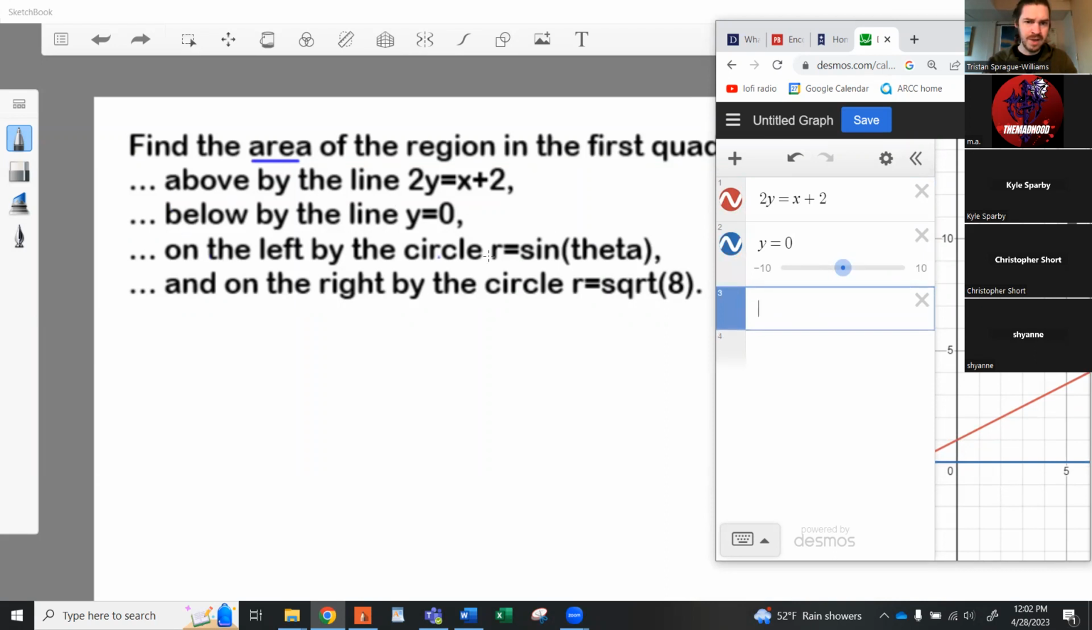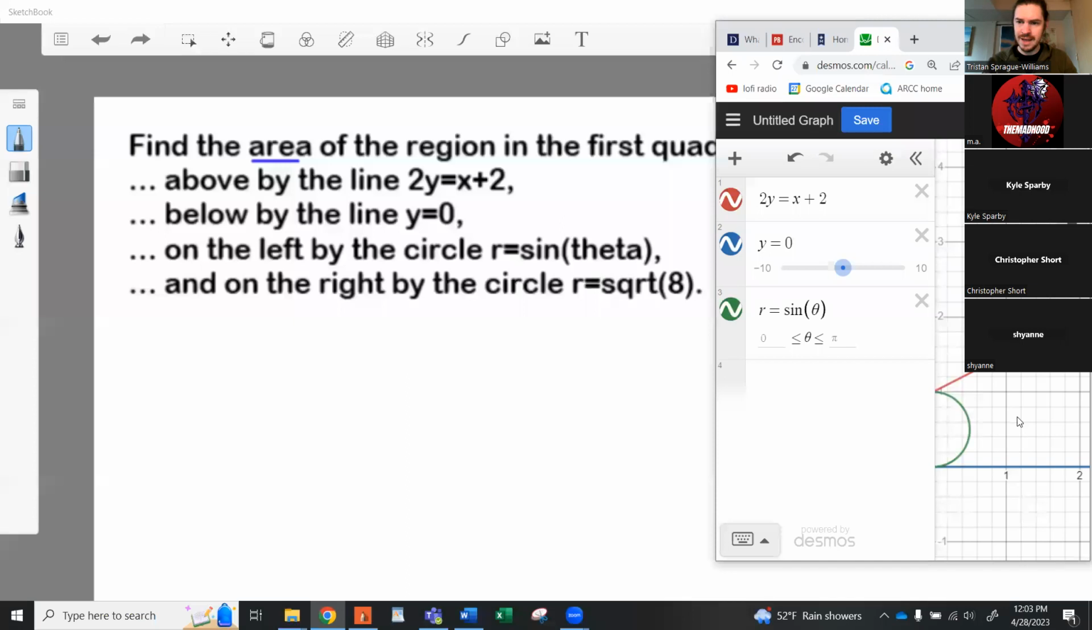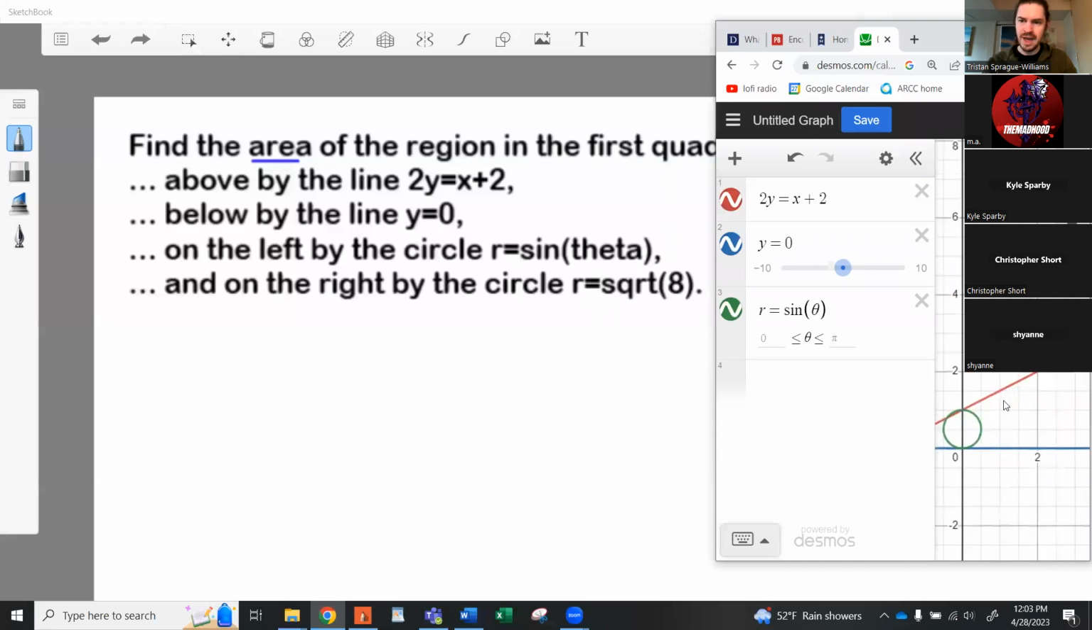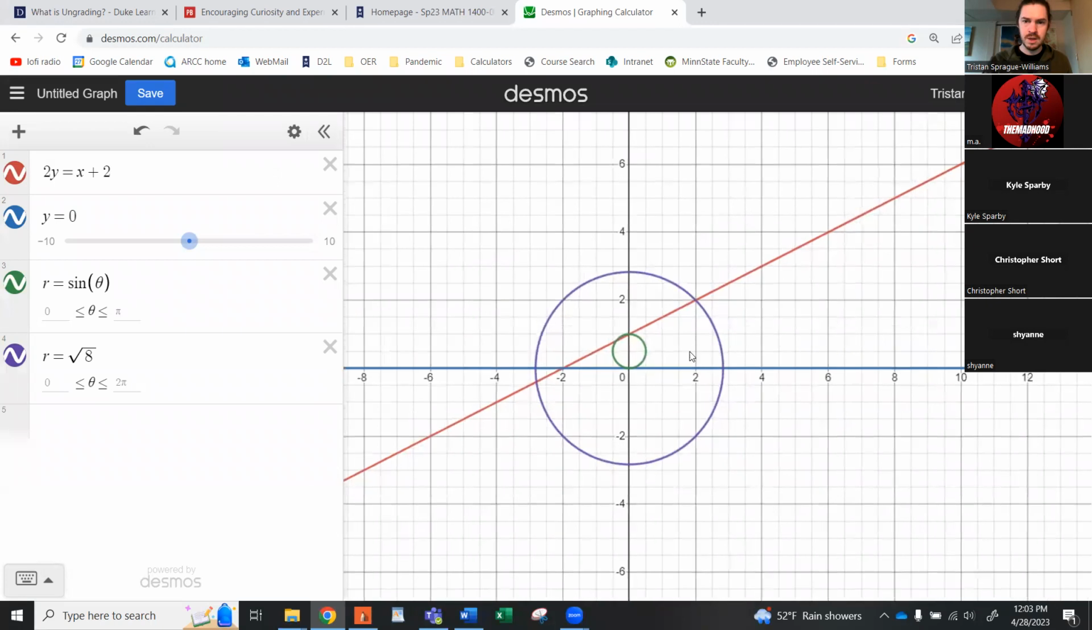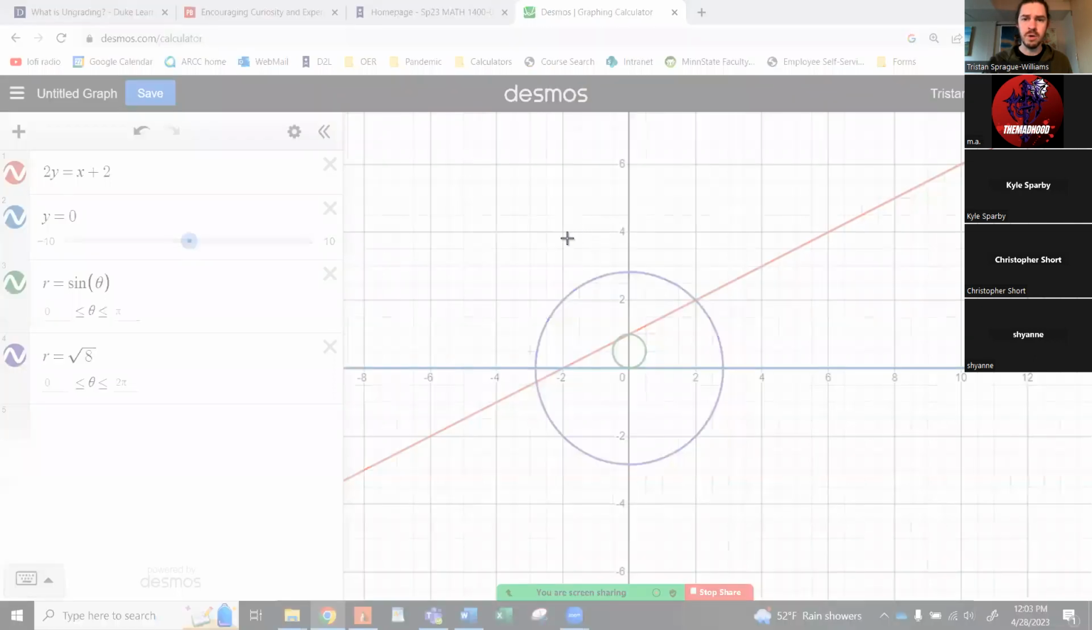Then we're bounded on the left by the circle r equals sine theta. So if I graph r equals sine theta, here we go. That is this green circle over here. So that is a left boundary. That means that our region is outside of that circle. And then we're bounded on the right by the circle r equals the square root of 8. That is a constant radius circle centered at the origin. So the region we're looking for is inside here. Okay, I'm going to grab this, snap a picture, and pull it over for us to work on.